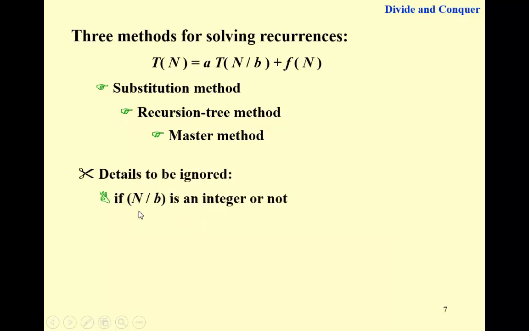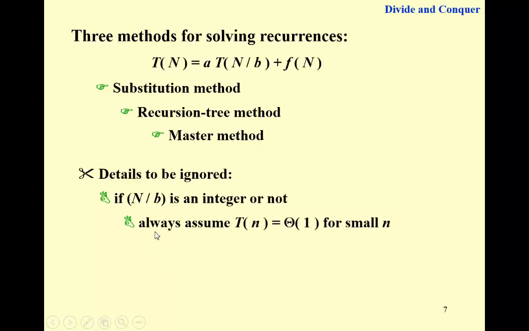The first thing is that it doesn't matter if this is an integer or not. We divide the original problem of size n into several sub-problems, and so we divide the size by some constant b. It doesn't matter if this is an integer size or not. Even if it's not an integer, it will not affect the conclusion anyway.